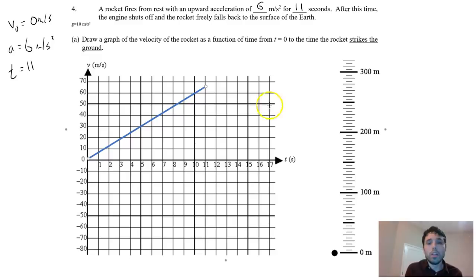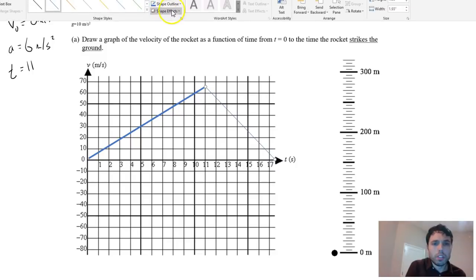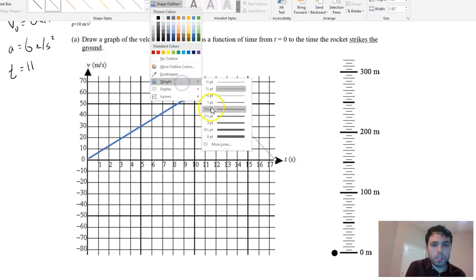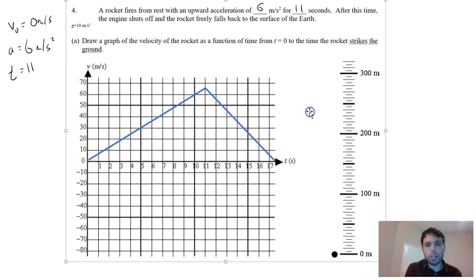It's negative 10. So now I'm going to go at a slope of 10 from here down, something like that, more or less. So your graph should look something like that. Now, please keep in mind, this is not when the rocket strikes the ground, but it is as much as we can do with the space provided. And I'll talk more about the rest of this in a second. All right, so that's what our graph should look like.